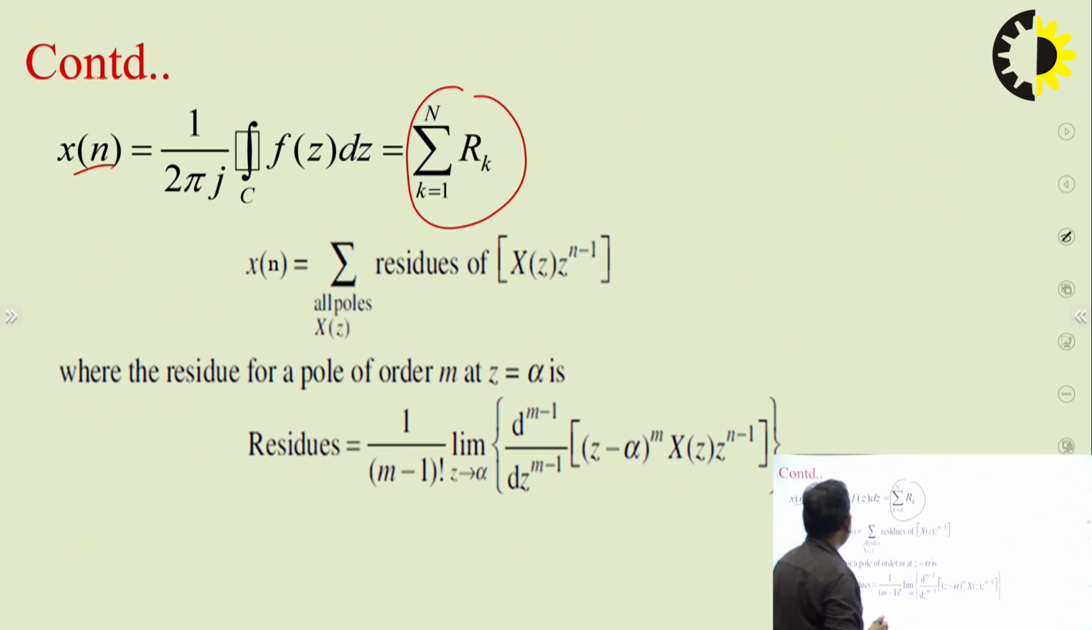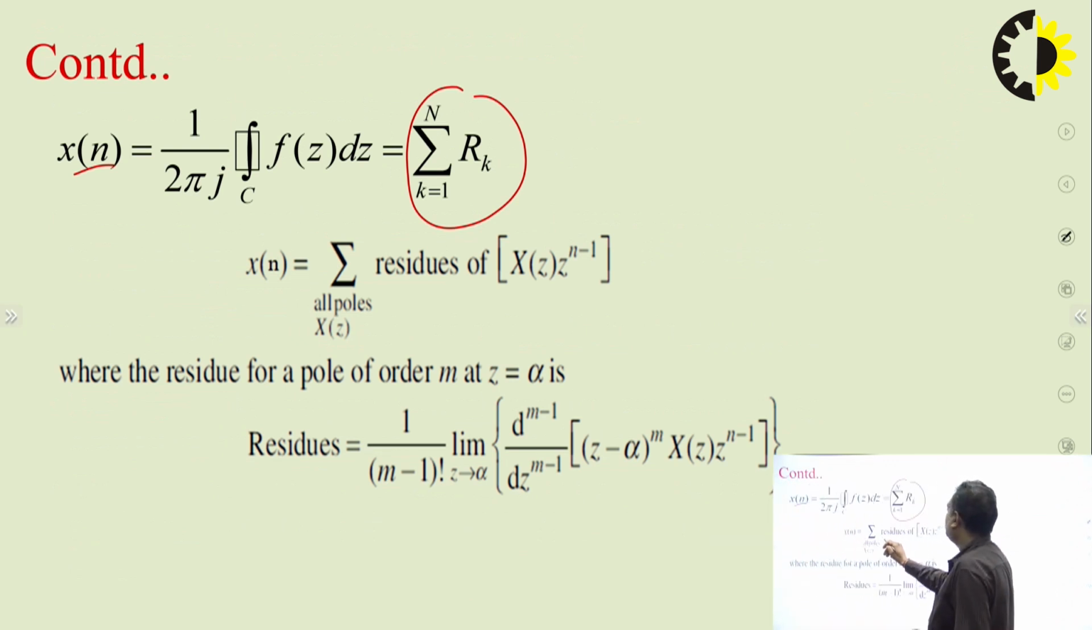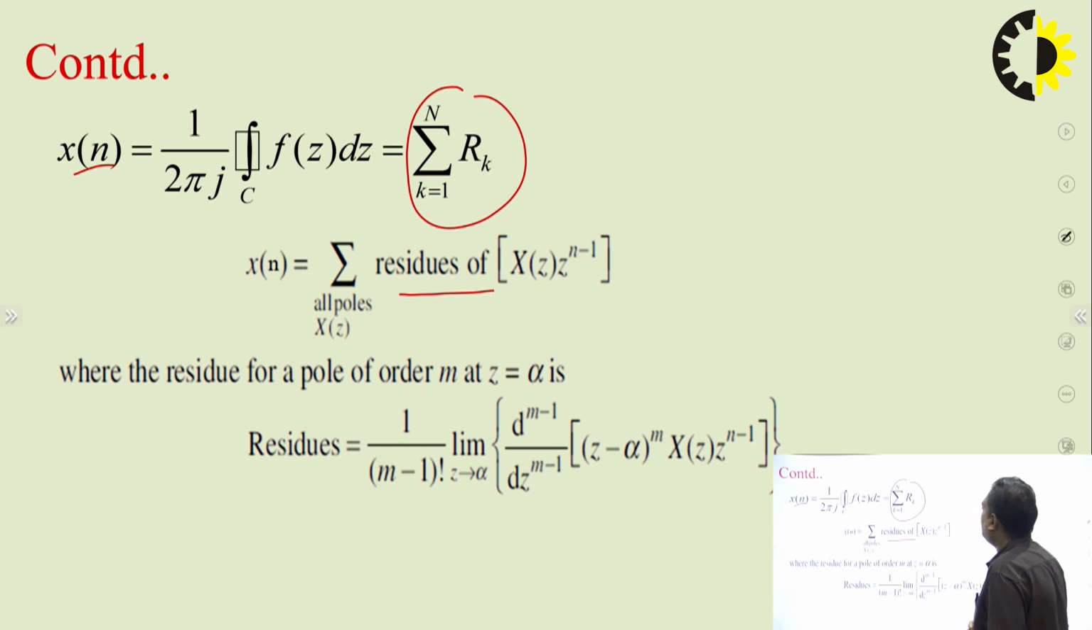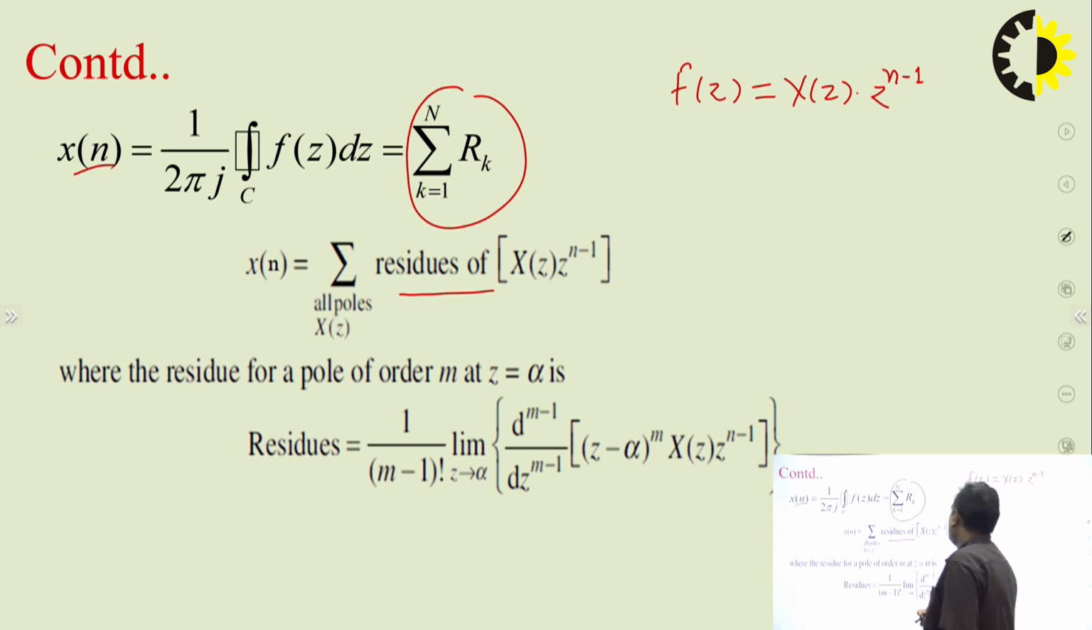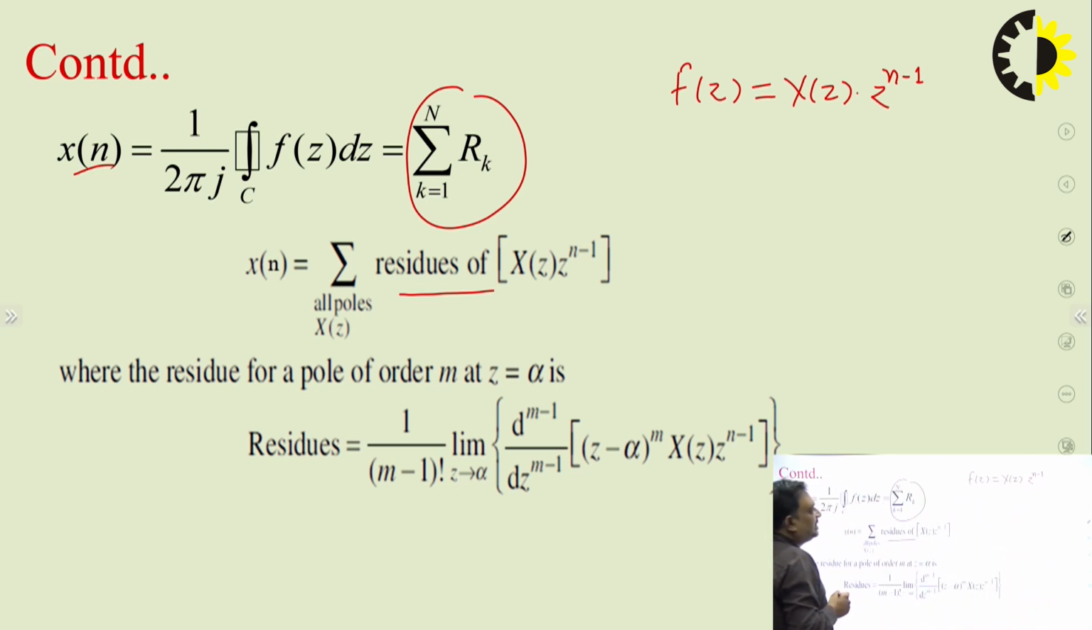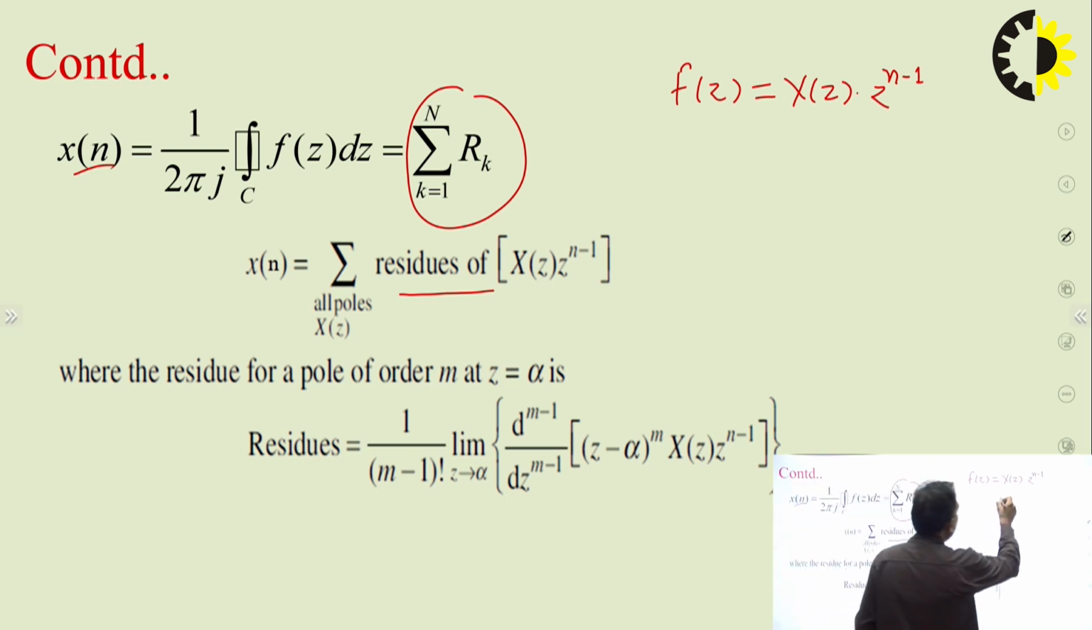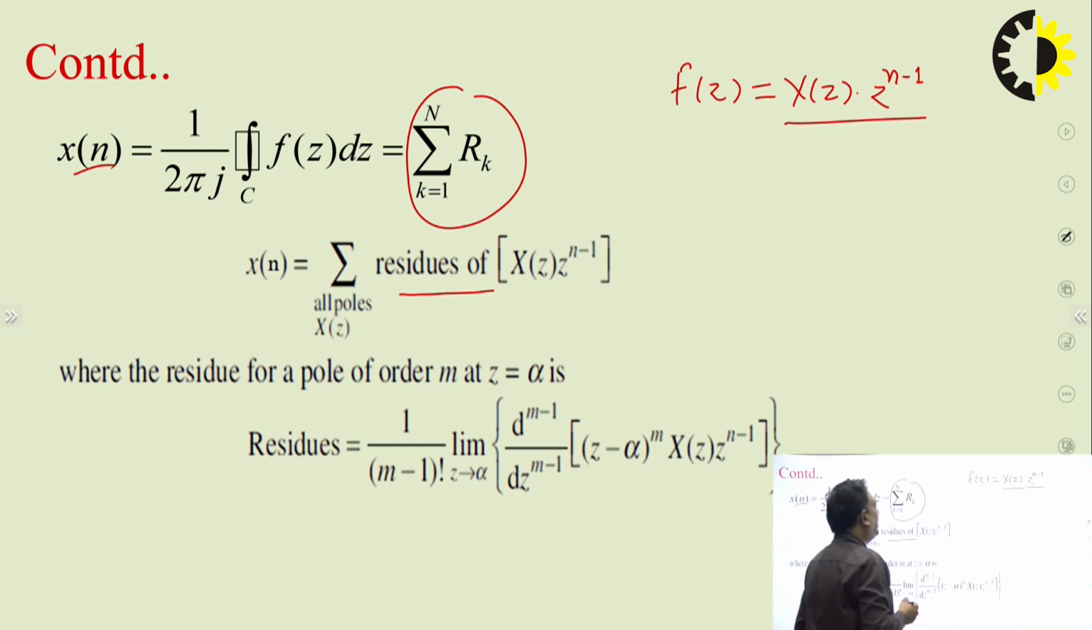residues. So x(n) is the residues of X(z) into z to the power n minus 1. Why have we taken X(z) into z to the power n minus 1? Because F(z), which is analytic, is defined as X(z) into z to the power n minus 1 according to Cauchy's theorem. So rather than finding the residue for the X(z) function, we will find the residue for X(z) into z to the power n minus 1.